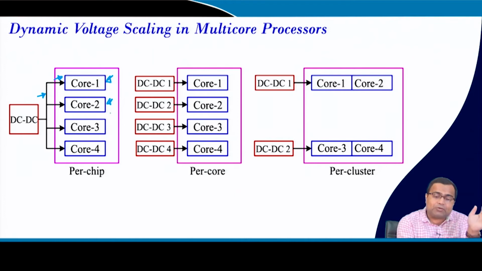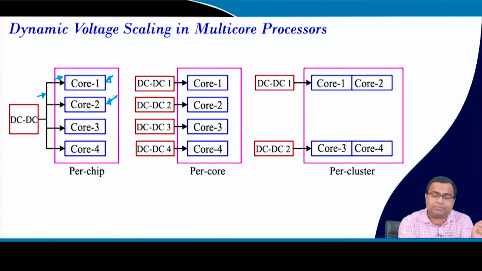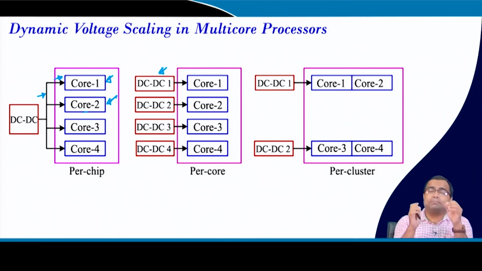But maybe core 2 may require a much lower voltage, so we are unnecessarily giving a higher voltage. So the dynamic power losses in core 2 may be high. So one supply for the whole core may not be a good solution. So, should we use a dedicated DC-DC power converter for each core?